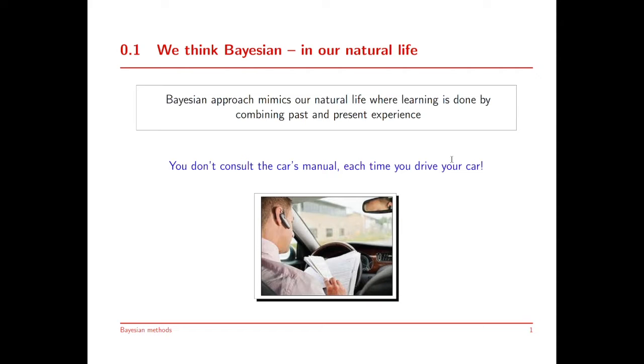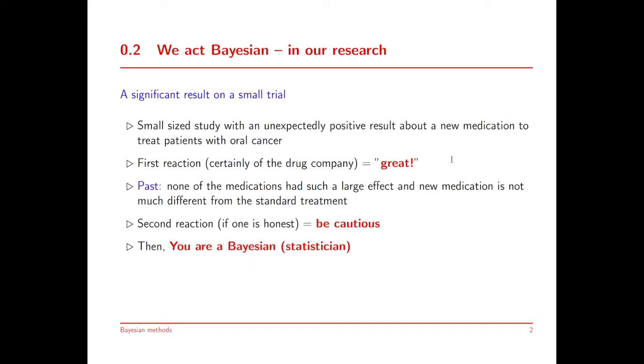In our natural life, we are Bayesians. For instance, we don't consult the car's manual every time we drive our car. We combine past experience to know how to drive in traffic. And that's what the Bayesian approach does. It mimics our natural life where learning is done by combining past and present experience.